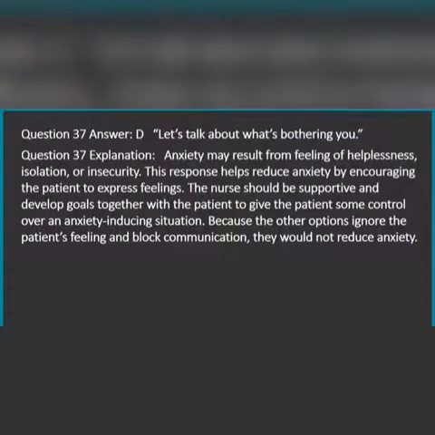The nurse should be supportive and develop goals together with the patient to give the patient some control over an anxiety-inducing situation. Because the other options ignore the patient's feelings and block communication, they would not reduce anxiety.